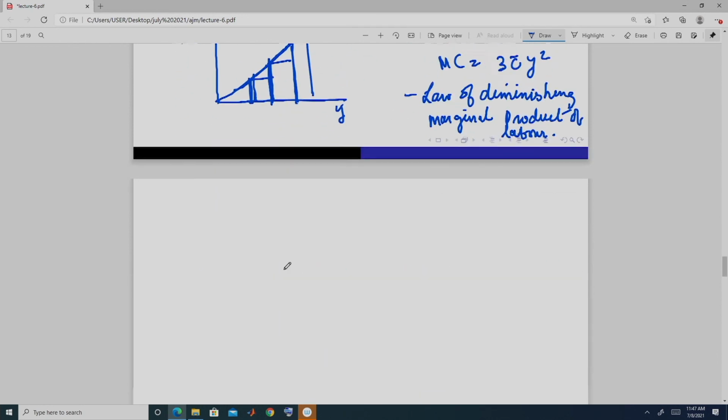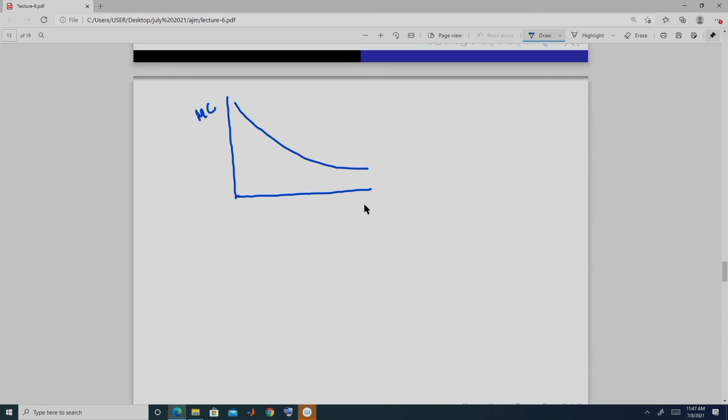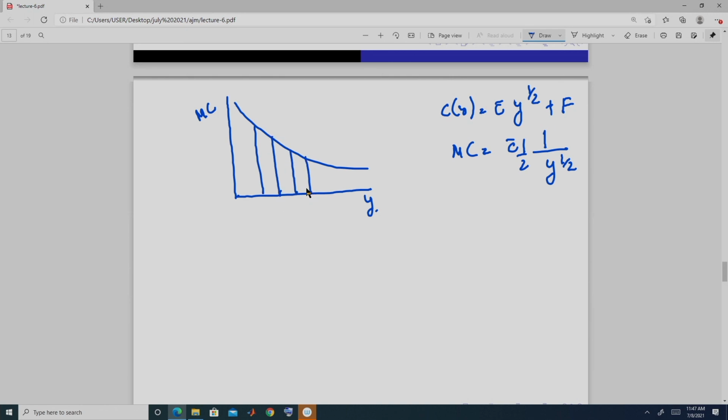Another form of marginal cost can be of this nature. Suppose our cost function is this. So, marginal cost here is, so what is happening? As we are increasing the output, at the margin the additional cost we are going to bear is going down.